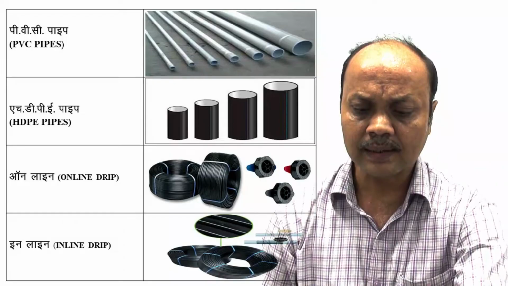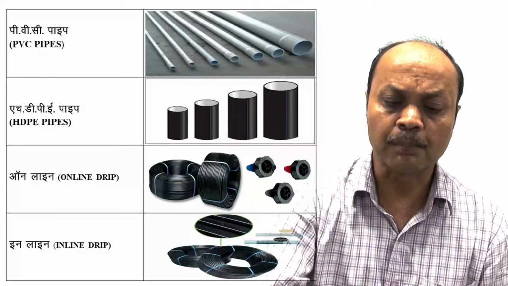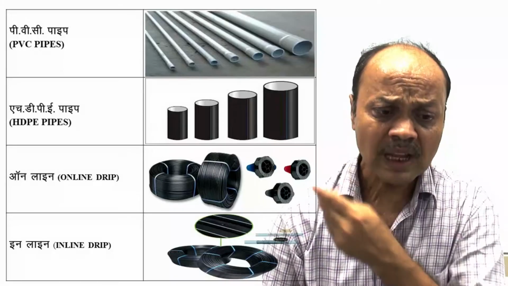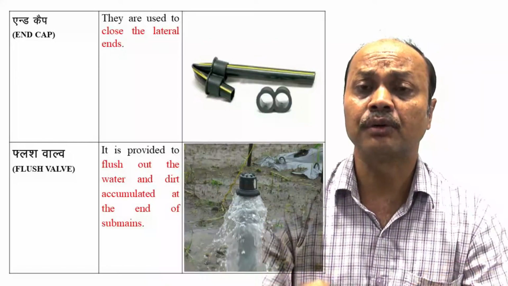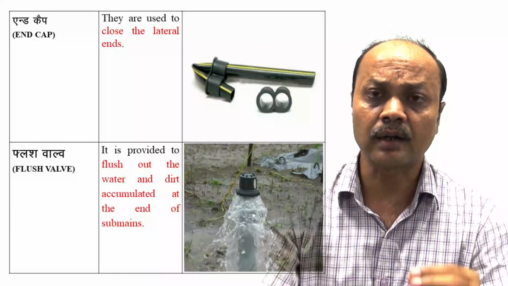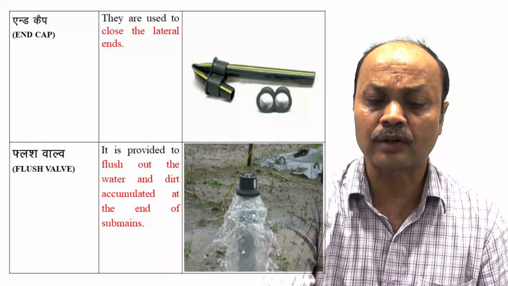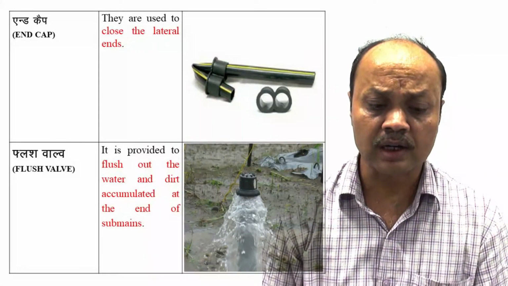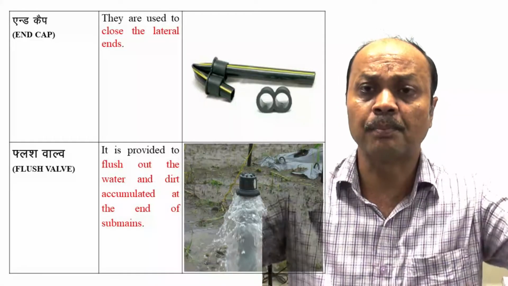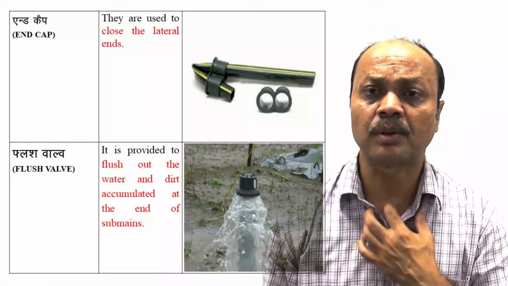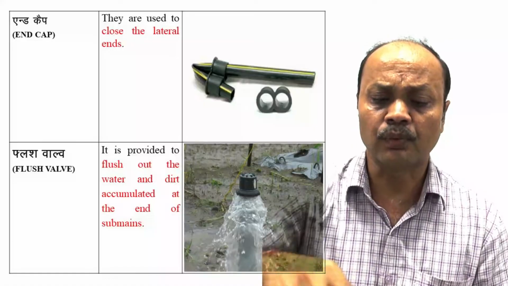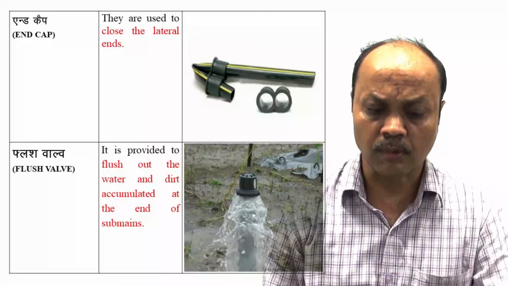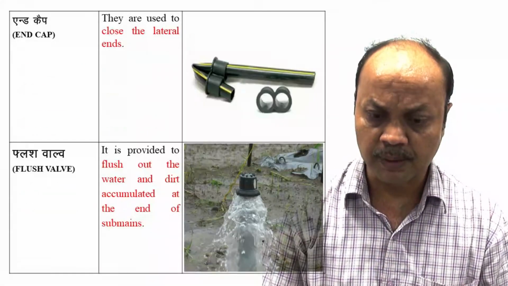This is the pipe, and these are the drippers. Online, we put the dripper on the pipe, and your dripper is inside your pipe. This is the end cap. I have already shown it in the picture. Basically, it closes the end of your lateral so water does not come out from the lateral end. And this is the flush valve. It flushes out the water or dirt accumulated at the end of the submain. Sometimes, if some dirt has come, we open it to check, and it will come out. Normally you put it at the end of your submain.